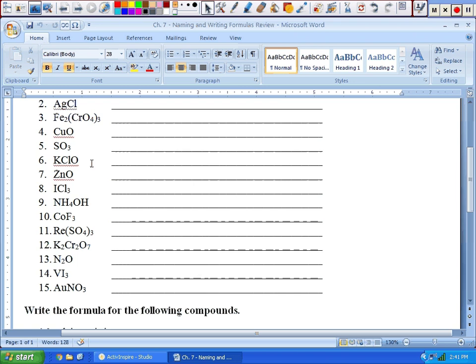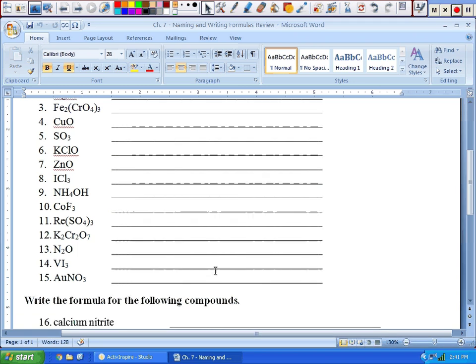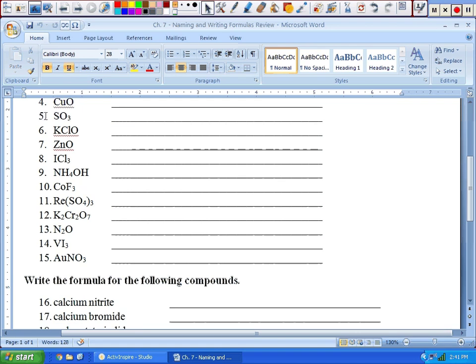Now, number 4 may get some of you. This is copper what? 2. Very good. Copper 2, not copper 1. This is copper 2 oxide. All right, number 5 should be sulfur trioxide. Let me ask you something. I get this every year. Why is this not sulfite? Sulfite has to have a charge. Very good. There's no positive or negative anywhere in this thing.